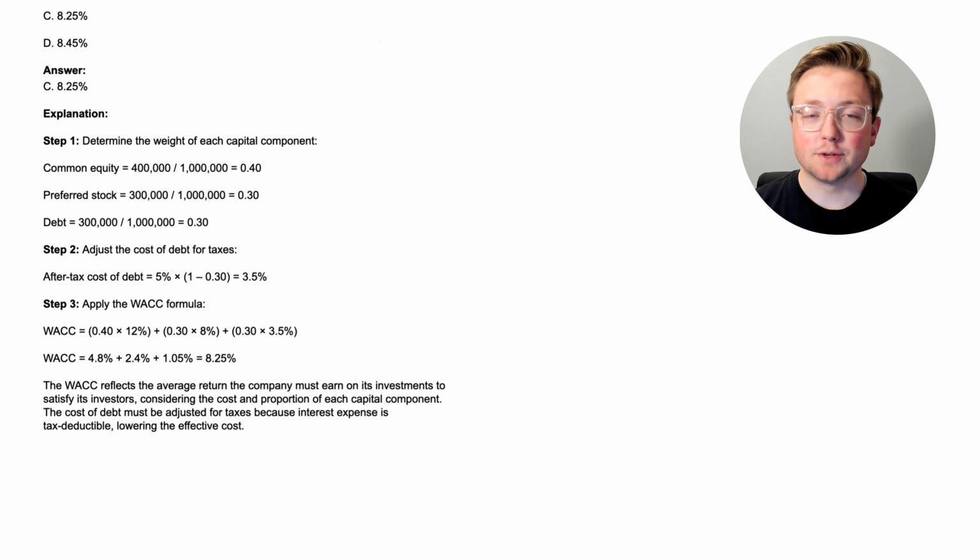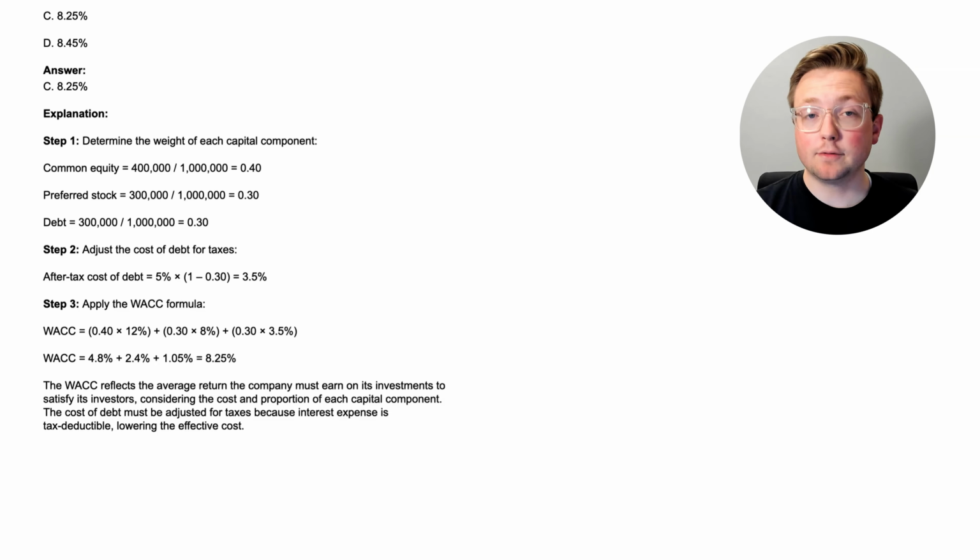All right, here we are. The answer is C, 8.25%. That is the weighted average cost of capital in this situation. So let's take some of the things that we've learned throughout this and reapply it here. So the first step, we have to determine the weight of each of the capital components. So the common equity, $400,000 out of $1 million, 40%. Preferred stock and debt both are $300,000 out of $1 million, so they're both 30% separately.